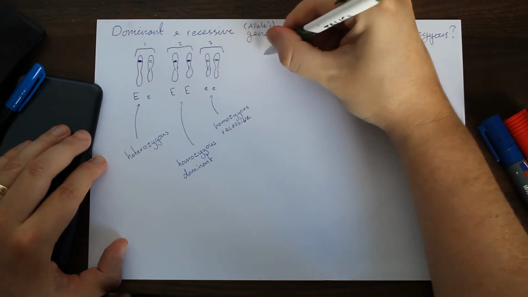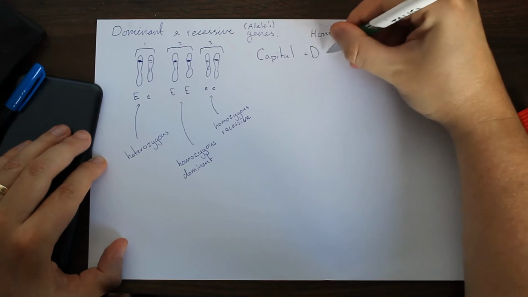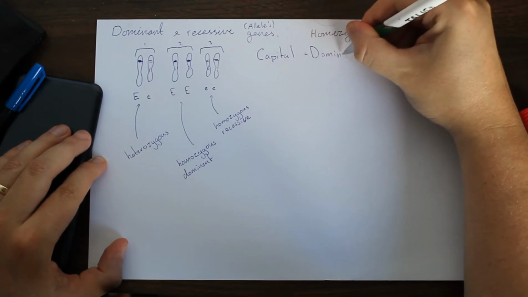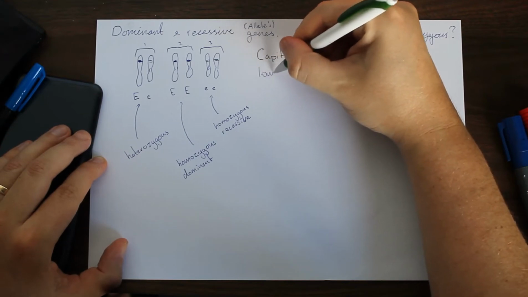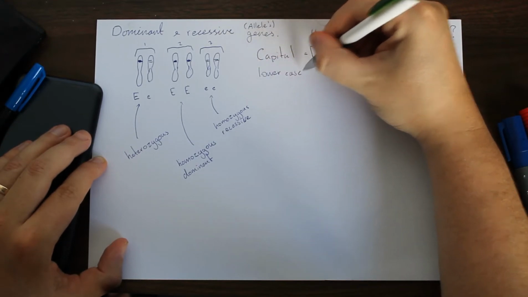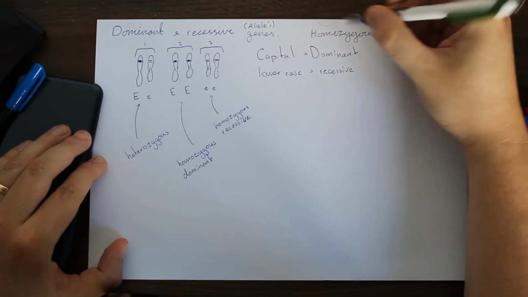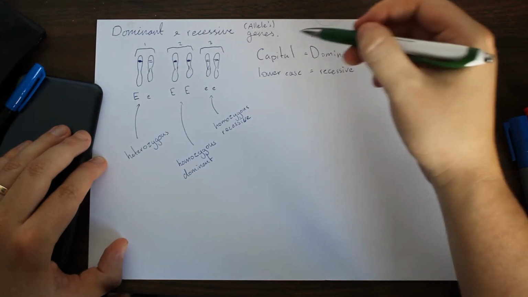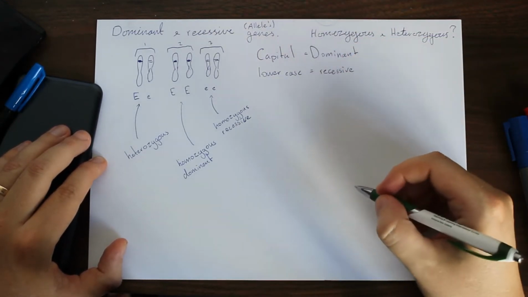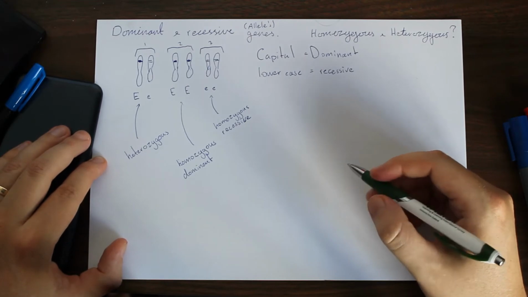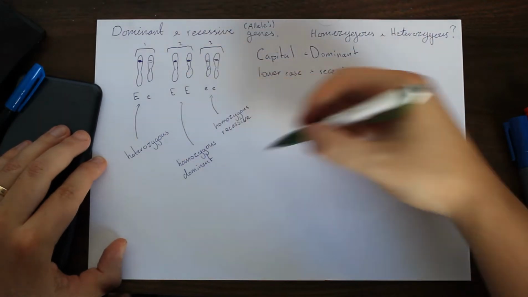And we're just going to remember that capital equals dominant, and lowercase equals recessive. So if you see an allele denoted in either of these ways, you can tell if it's a dominant or recessive allele off the bat, just based on if it's written as a capital or if it's written as a lowercase, which would be recessive. So we have our genotypes.